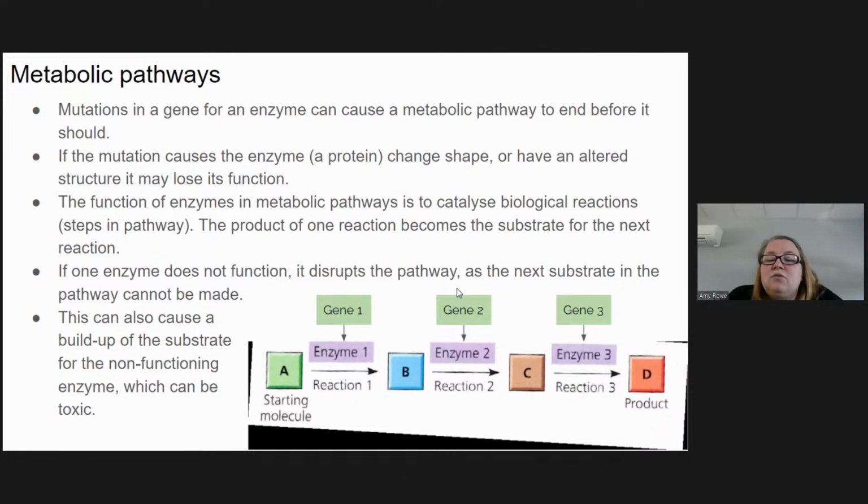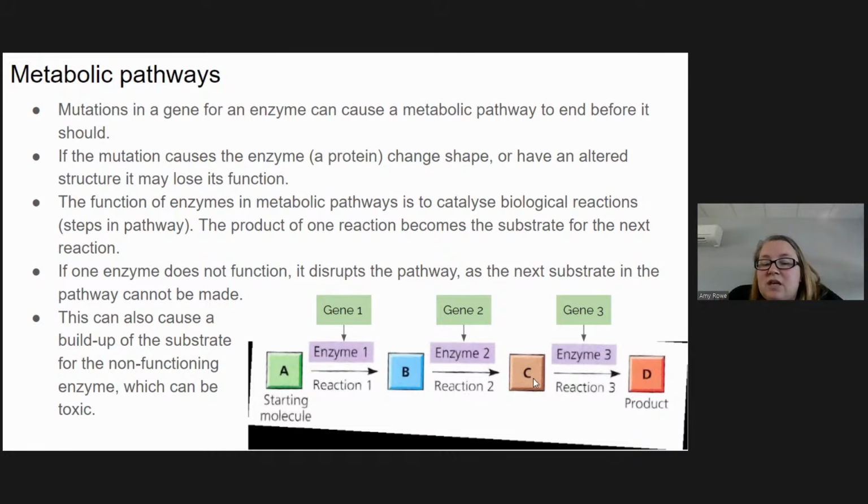Okay, if gene 2 is not functioning, then it is not able to take B and turn it into C. If C is not being produced because gene 2 is mutated, enzyme 2 is not functioning, it's not able to catalyze this reaction, C is not produced, then there is no substrate for enzyme 3. So as well as C not being produced, D won't be produced either.